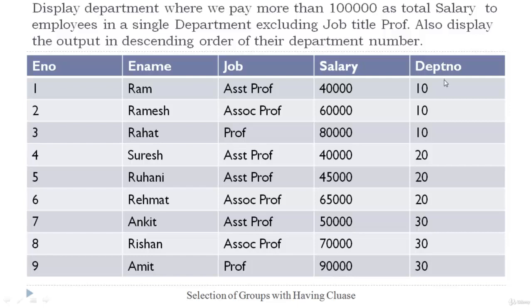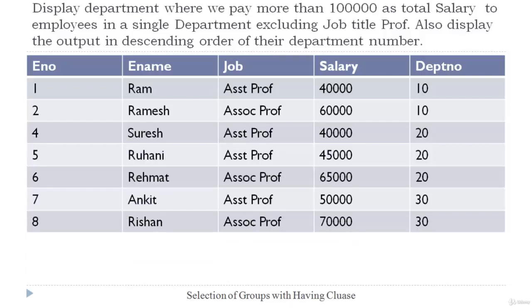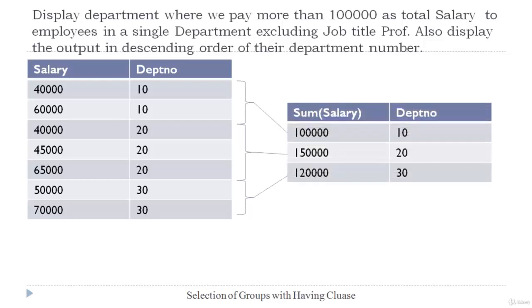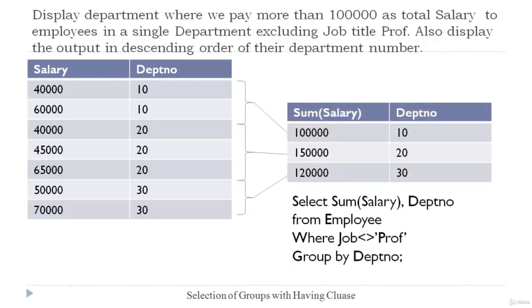In this case, the first step will be to exclude the undesirable records of professor before making the groups. So these are the records which we need to discard. And in order to select the desired records out of this database, we have to use the where clause. After selecting these desired records, grouping will be performed on the department number field. So 3 groups will be formed for each department number 10, 20 and 30, and the total salary will be found for each group. The query to perform the task up to this point will be select sum(salary), department_number from employee where job is not equal to professor, group by department_number.